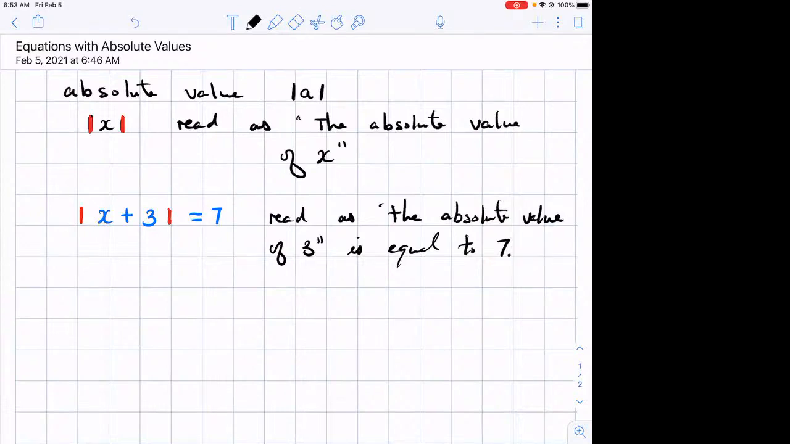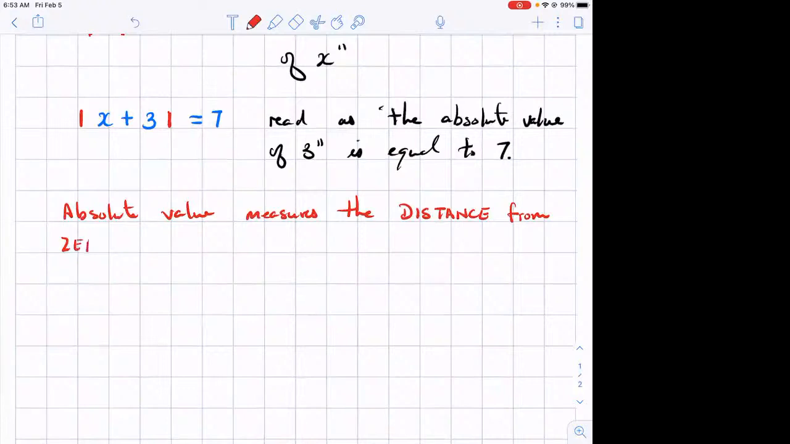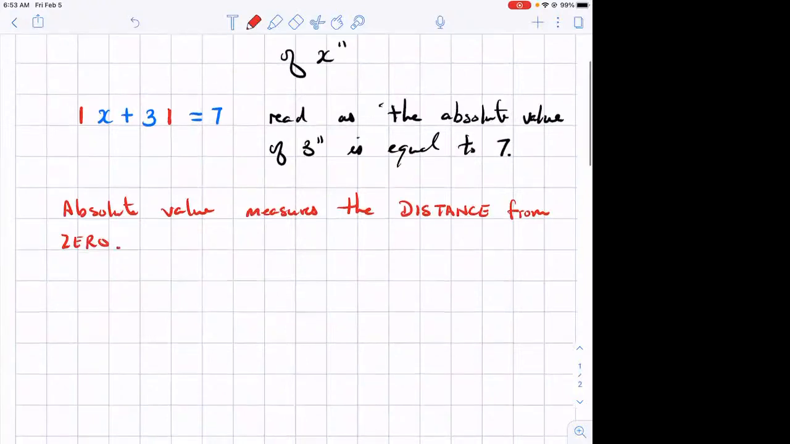Now, what is absolute value? Well, the absolute value really means the distance from zero. So absolute value measures distance from zero. And this is very important because, as you know, distance is positive.